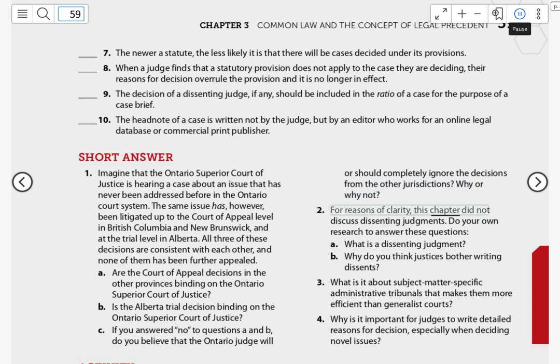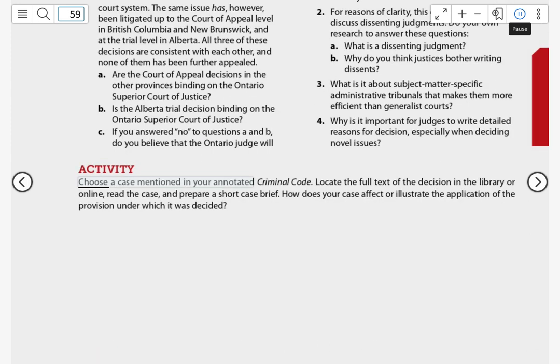2. For reasons of clarity, this chapter did not discuss dissenting judgments. Do your own research to answer these questions. A. What is a dissenting judgment? B. Why do you think justices bother writing dissents? 3. What is it about subject matter specific administrative tribunals that makes them more efficient than generalist courts? 4. Why is it important for judges to write detailed reasons for decision, especially when deciding novel issues?